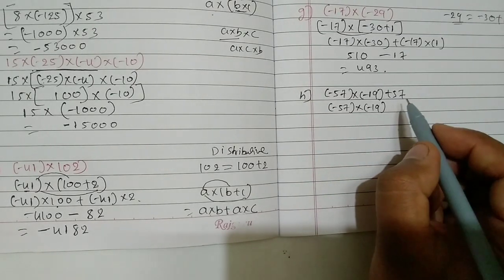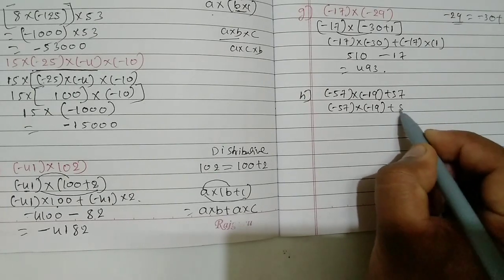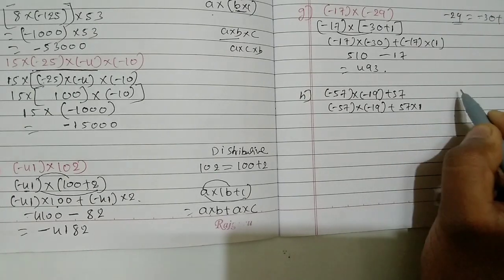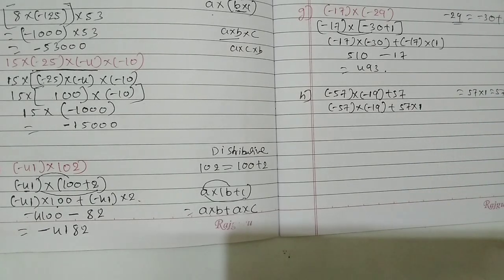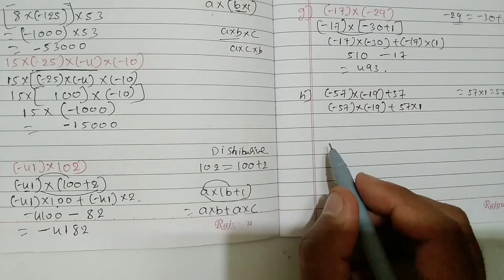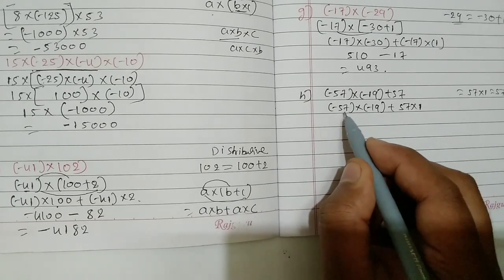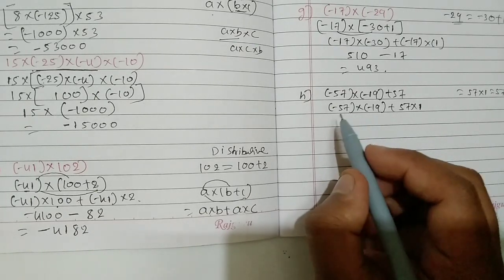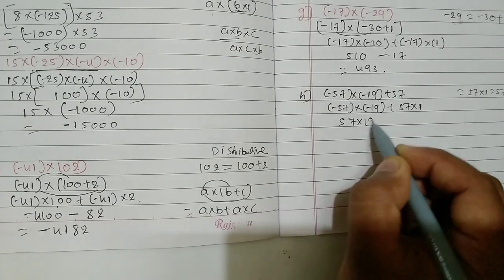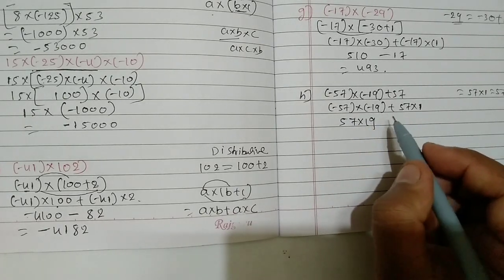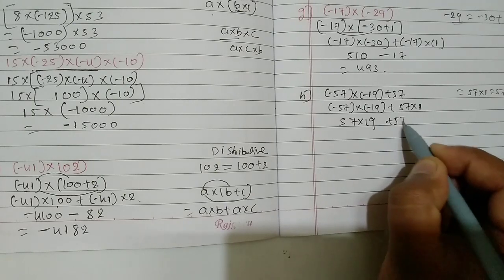So 57, I can write in the form of what? 57 into 1. Yes or no? 57 ones are 57. So I can write 57 as 57 into 1 using the multiplicative identity, right? So now we have to use the properties. So it's 57 into 19, right? Minus into minus is plus. It is 57 into 19 plus 57 into 1.